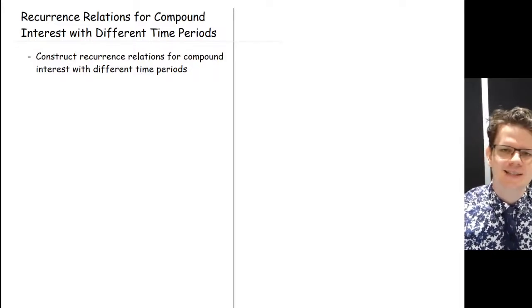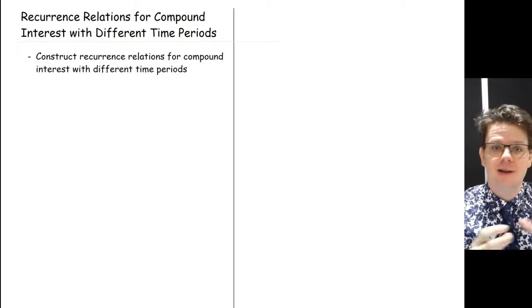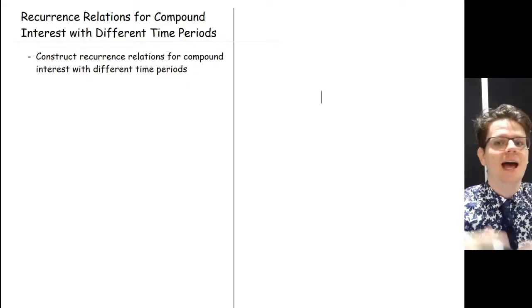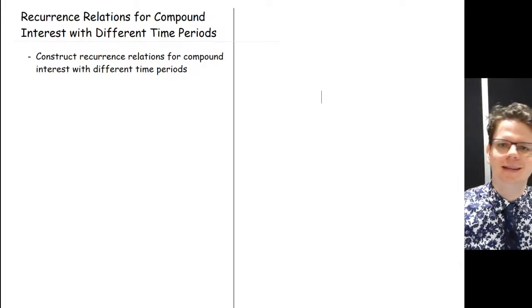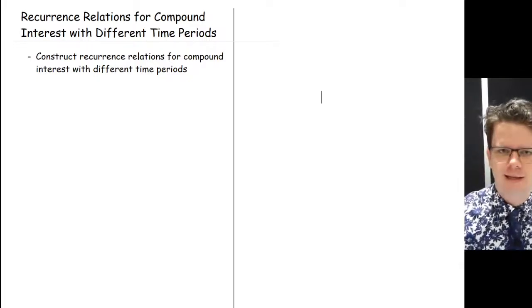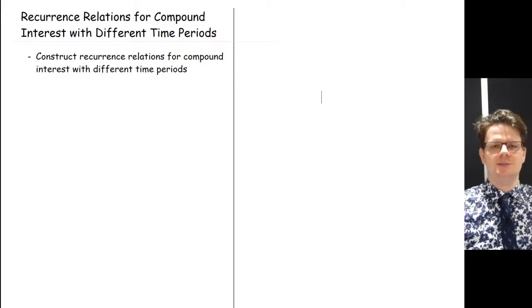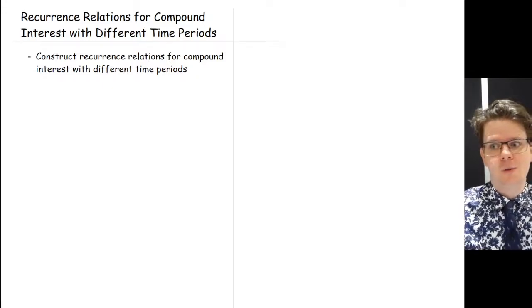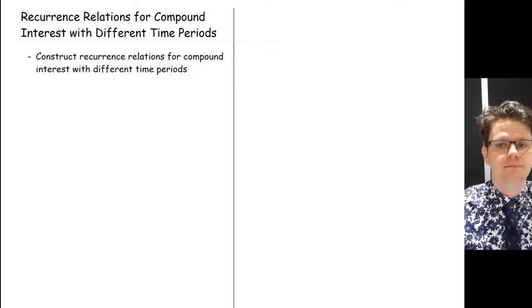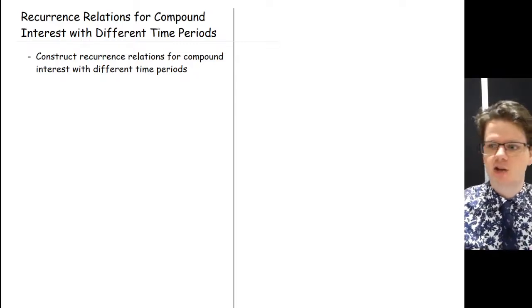So, last lesson we were looking at recurrence relations for compound interest in general. I want to add one little wrench in the thing, which is different time periods, okay? So we're talking yearly, well, we know how to do yearly, we've done yearly, that's what the previous lesson was on. So now I want to be able to go, well, weekly, or daily, or monthly, or quarterly, or half yearly. And how does that change?